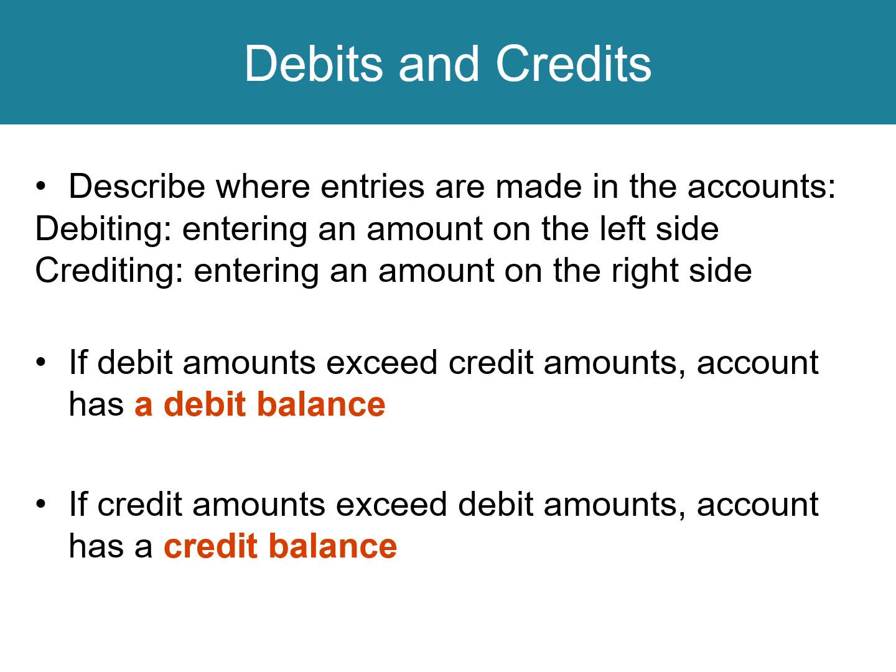These are further examples of debits and credits. They describe where entries are made in the accounts. Debiting is entering an amount on the left side, while crediting is entering an amount on the right side. If the debit amount exceeds credit amounts, then the account has a debit balance. And if the credit amount exceeds debit, the account has a credit balance.